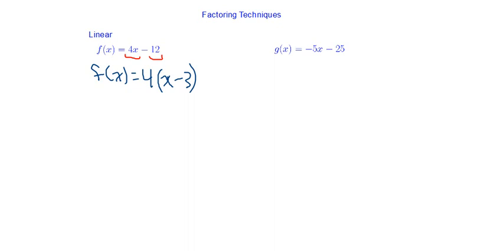And the nice thing about this is that we can check our work. We can expand. 4 times x gives us 4x. 4 times negative 3 will give us negative 12. So everything looks good there. Let's try another one, this one with some negatives this time.